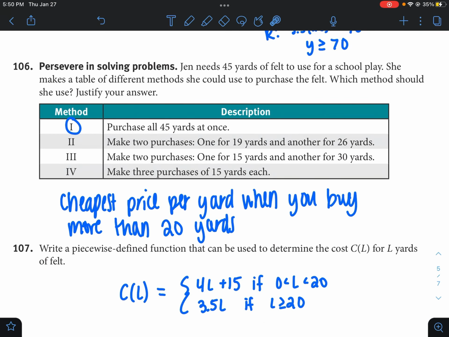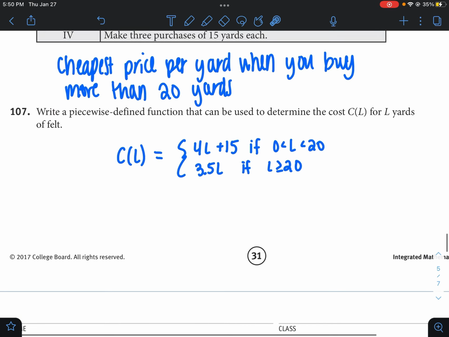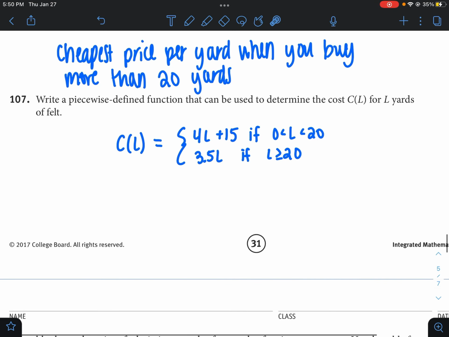Okay. Number 107, write a piecewise function. Okay. That can be determined. That is basically putting those first two things together, right? So here's function 1, and that applies if we buy between 0 and 20 yards. Then this was our second function if we buy 20 or more yards. Okay, and again, we connect them with a squirrely brace, an equal sign, and our function. This one was C of L. Usually it's F of X.